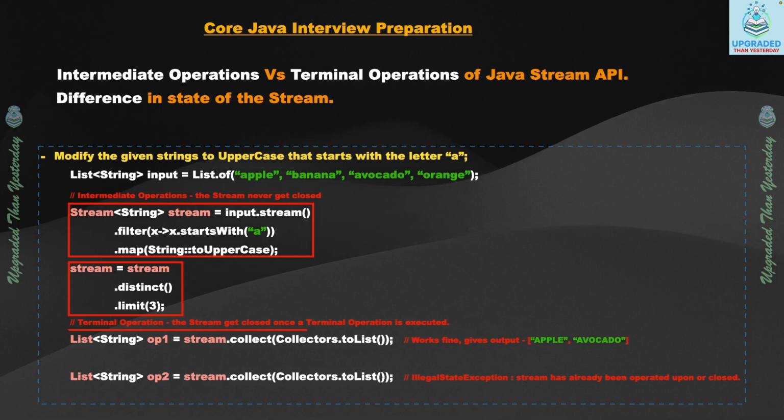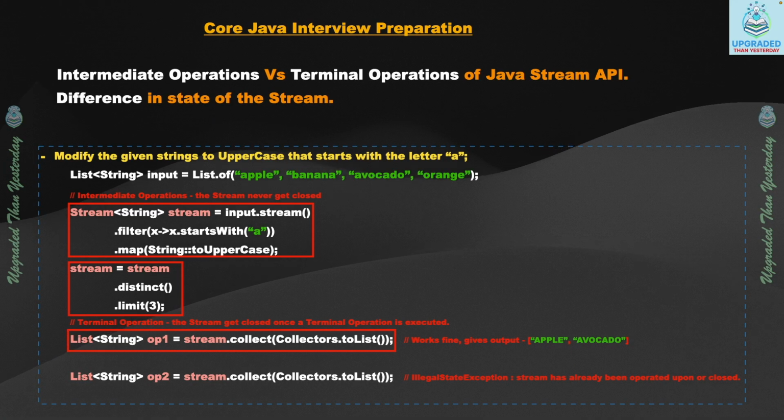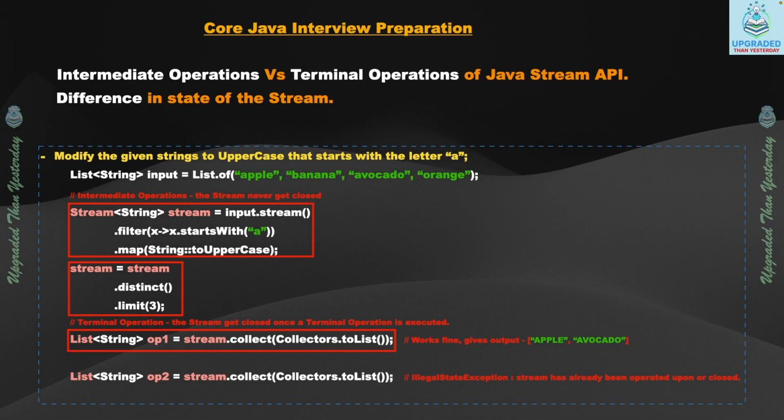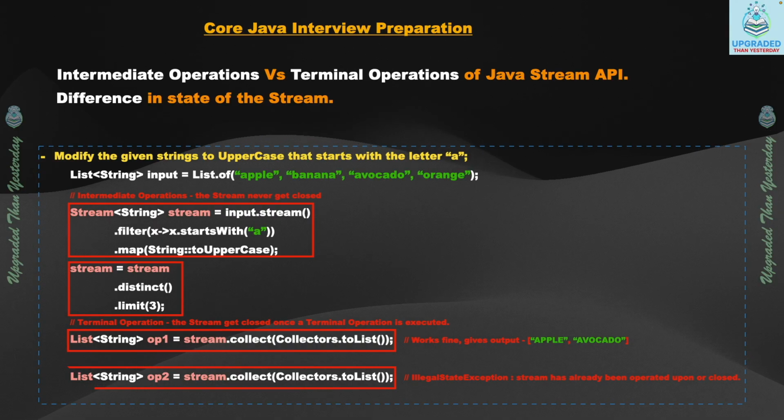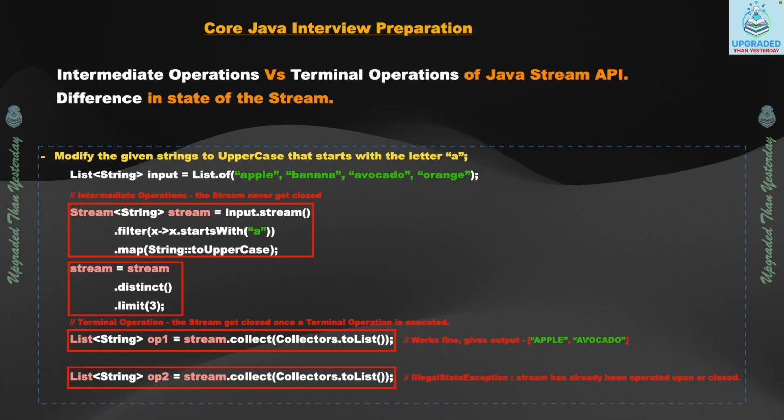Also, when the terminal operation collect is called for the first time, it worked properly and printed the output, but along with that, the stream got closed. When the collect method is called for the second time on that closed stream, immediately the JVM has thrown IllegalStateException: stream has already been operated upon or closed.